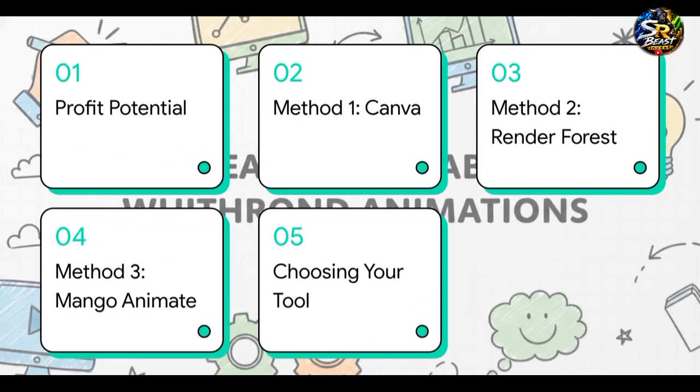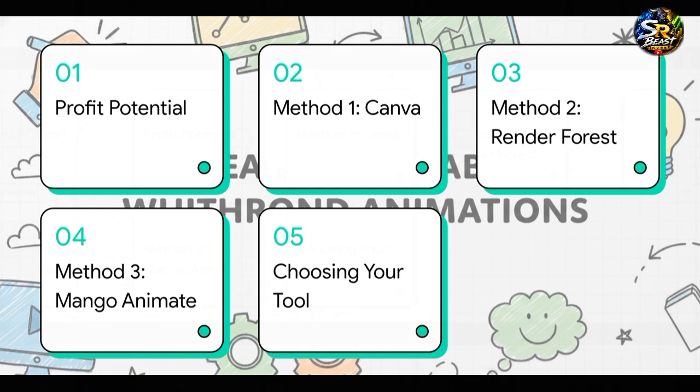So, here is our roadmap for today. First up, we'll look at the whiteboard profit potential. Then we'll dive into our 3 tools. Method 1 using Canva, Method 2 with Render Forest, and Method 3 featuring Mango Animate. Finally, we'll wrap up by helping you choose your ideal animation tool. Let's get right into it.